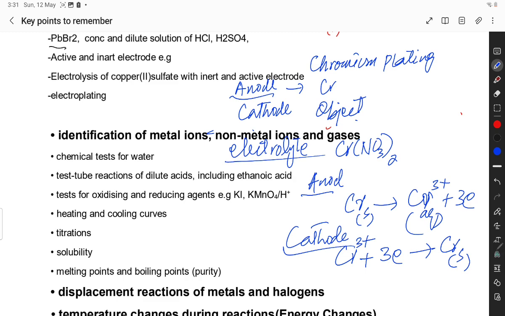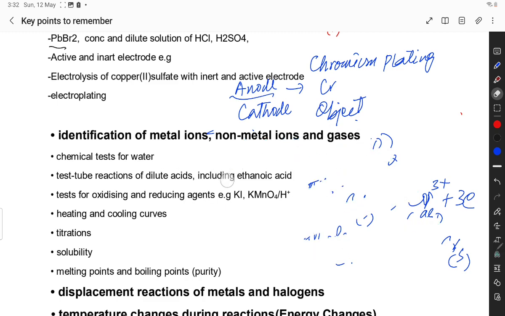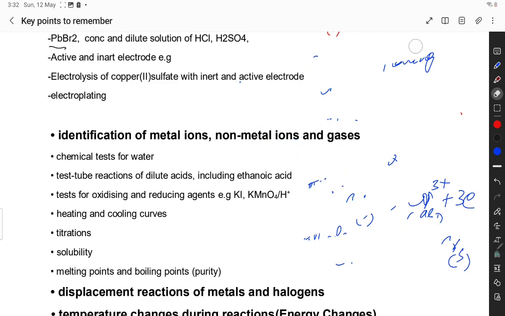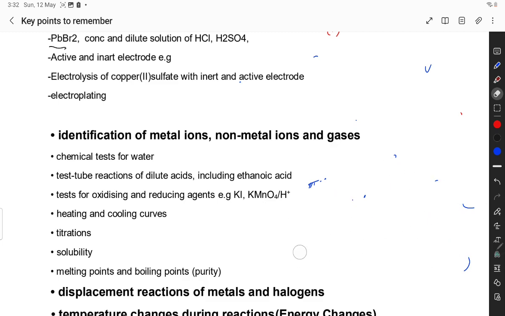So these are all about electrolysis. Next is the identification of metal ions. The tests for metal ions, cations, anions and gases are provided at the back of the paper. So, chemical test for water, test tube reactions of dilute acids including ethanoic acid, and reaction with metal carbonate or metal hydroxide.